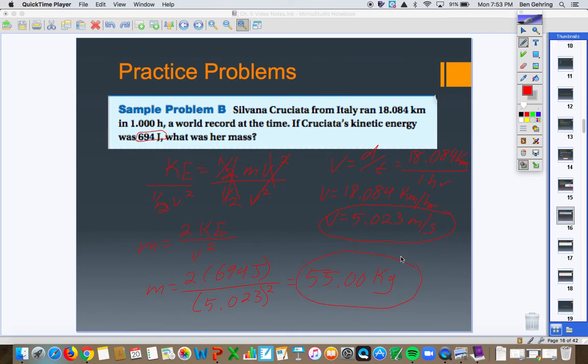kilograms. I should have 4 significant digits because I have 5 here, and I have 4 there. I should have 3. So just 55.0. You can lose the second 0 on that one. 55.0 kilograms. All right, there's your practice question.